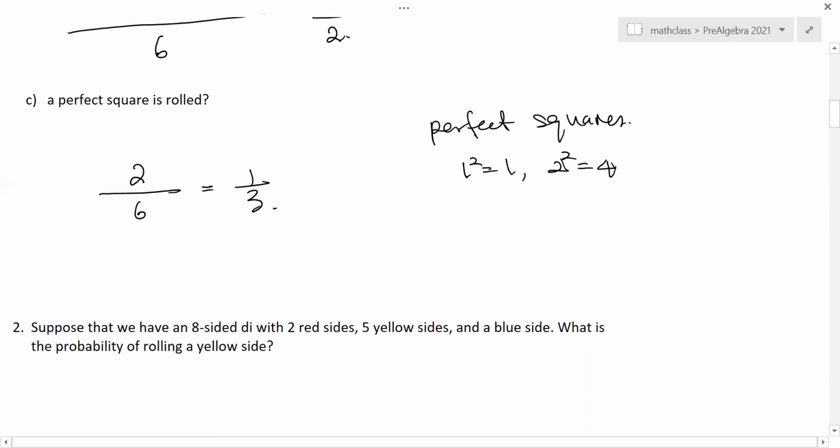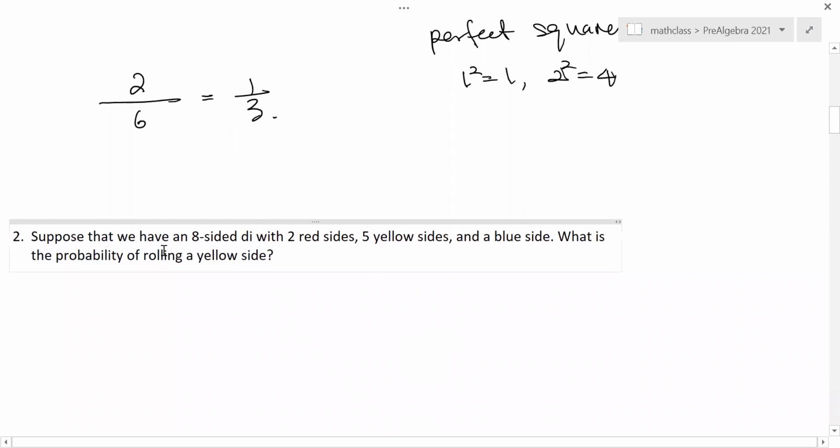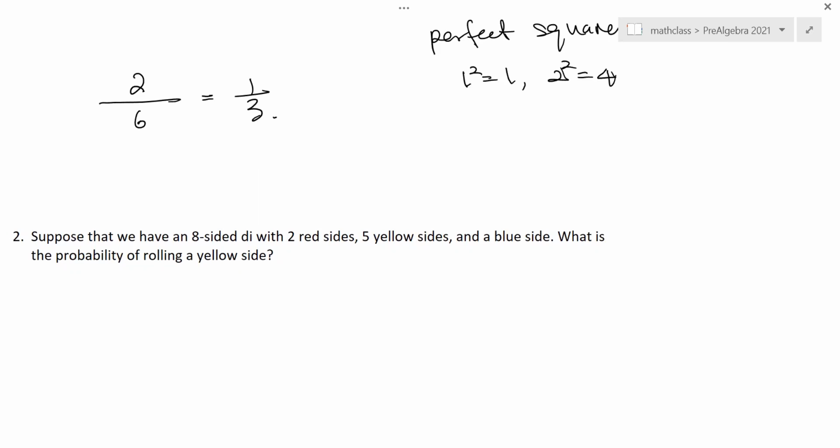Okay. All right, so take a look at the second problem. This time it's not the 6-sided die. This is going to be 8-sided. It's hard to draw the 8-sided die. You can make it 8-sided with 4 on the top, 4 on the bottom. Yeah, it's hard to draw it. So you painted 2 red sides, 5 yellow sides, and 1 blue side, total 8 sides. So what is the probability of rolling a yellow side?